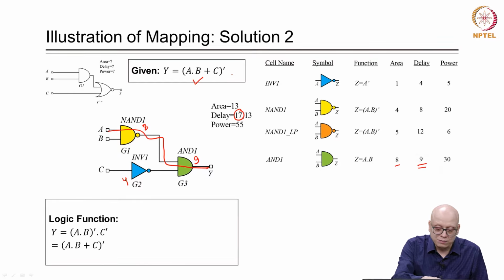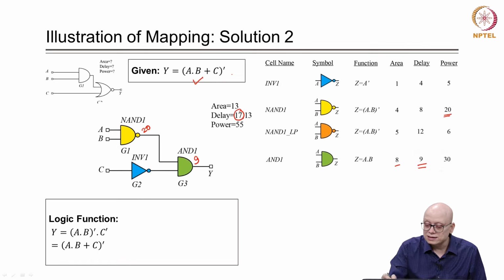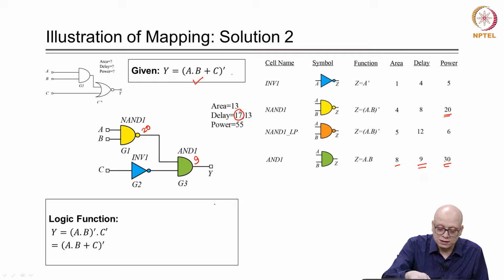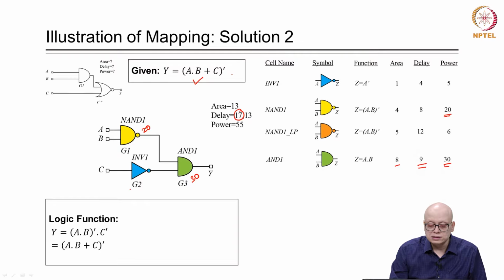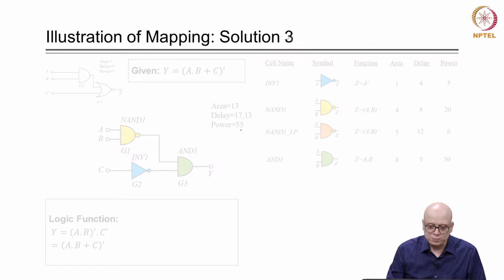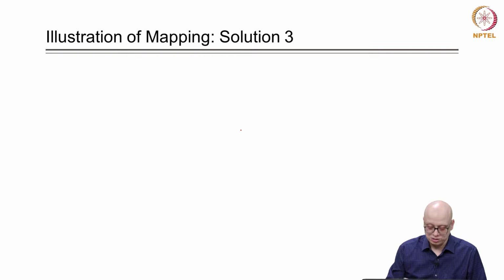Now, what about the power number? For the NAND gate the power is 20. For the AND gate the power is 30, and for the inverter the power is 5. So, we have the power as 55. Now, we saw two possible solutions. There could be other solutions also. Let us look into a third solution.